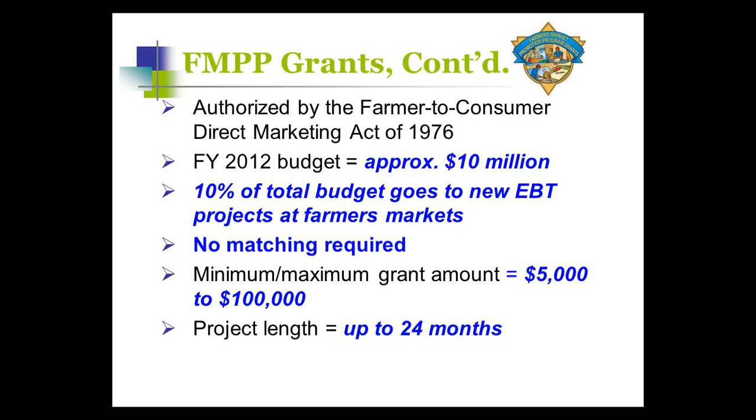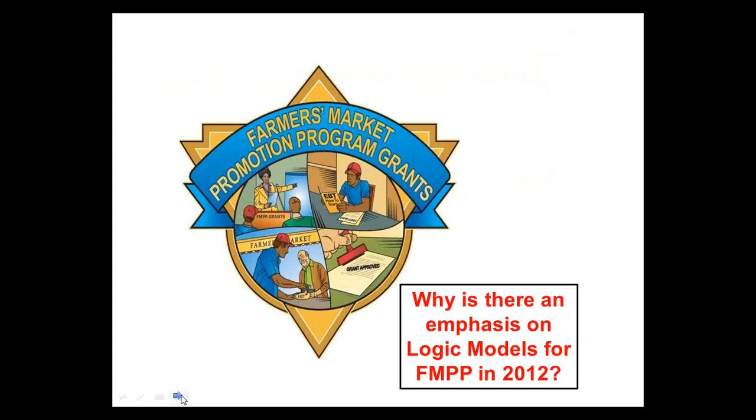I put the website down at the bottom of this screen so that if you want to take a look at the type of projects that we have awarded, you can go to this website as well as to find any 2012 application information. We're authorized under the Farmer to Consumer Marketing Act of 1976, and this year we are happy that we have $10 million or approximately $10 million available for funding.